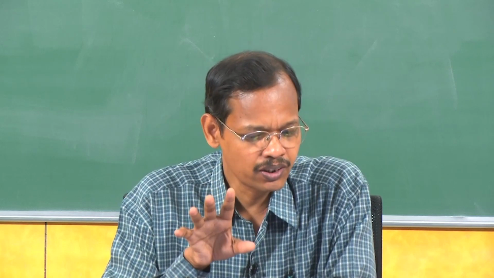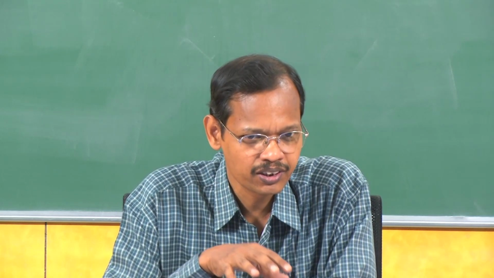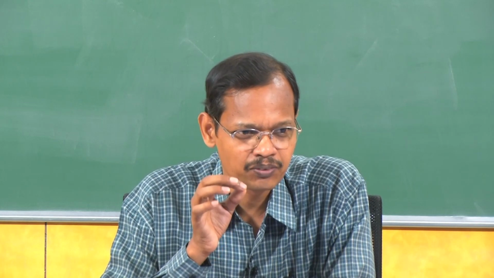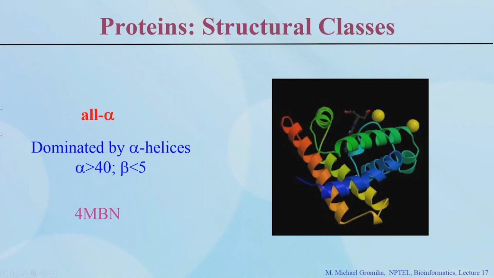The major one is all alpha proteins. All alpha proteins contain mainly alpha helices. You can see they are dominated by alpha helices, more than 40% alpha helices and fewer beta strands. You can see an example. Here you can see several alpha helices. This is the structure of myoglobin. It contains 8 alpha helices, but there are no beta strands here.